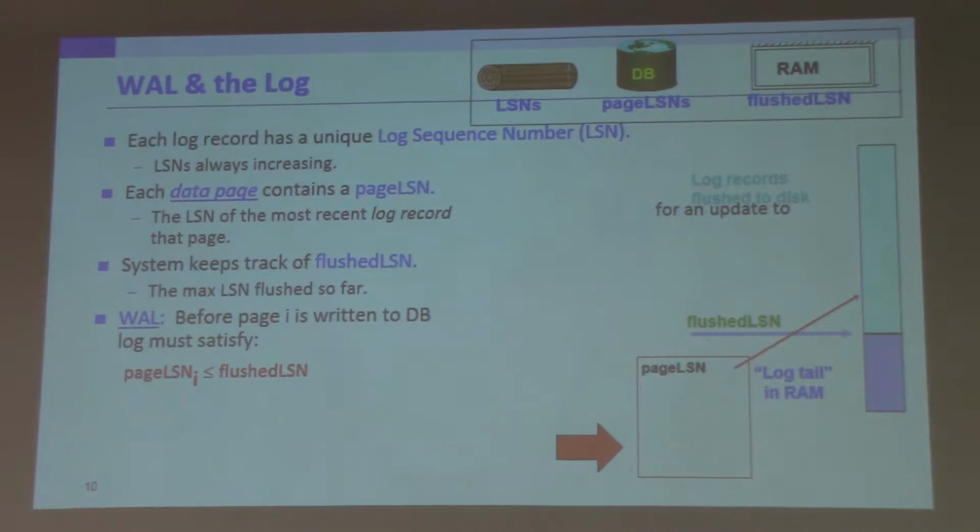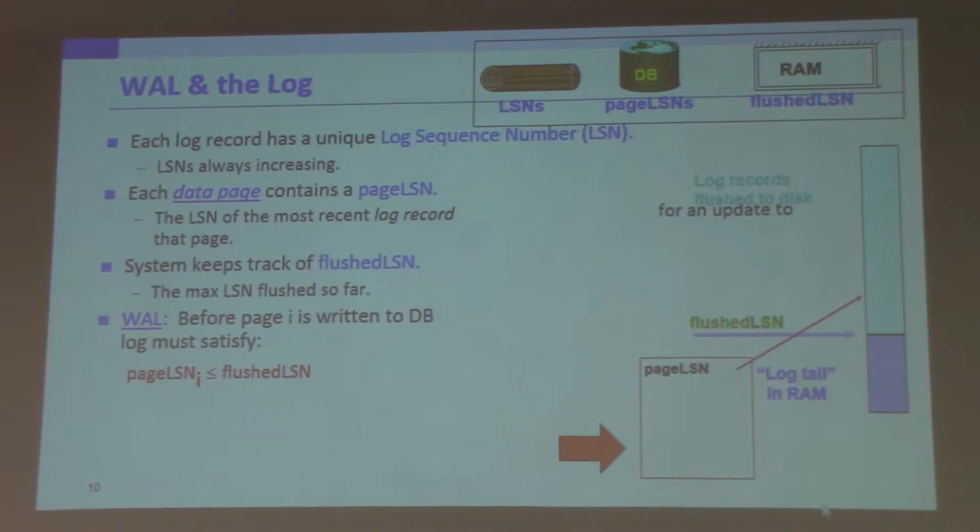And the way you enforce that is there is one value called flushedLSN that always points to the last log record pushed to disk by the system. So the write-ahead logging requirement basically says, in order for a transaction to commit, the largest log record of that transaction must be smaller than the flushedLSN value. In other words, it must have been flushed to disk.